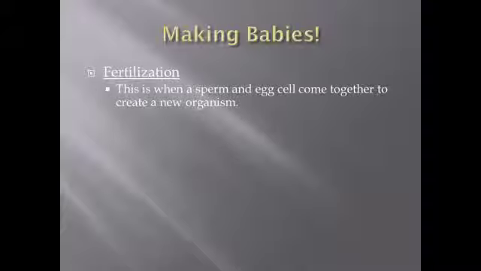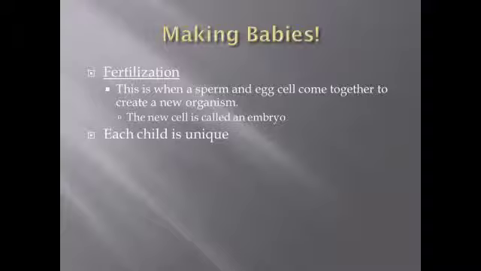Okay, so first off, let's talk about making babies. Fertilization. Fertilization is a fancy way of saying when a sperm cell and an egg cell come together to create a new organism. It's pretty simple. This new cell is oftentimes called an embryo. So when a sperm cell and an egg cell combine, the result is an embryo.